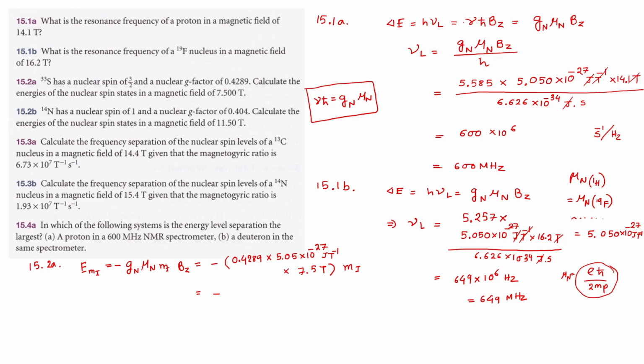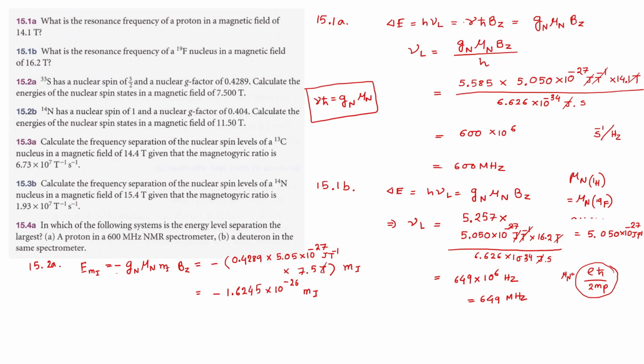Okay, I'll give you the values after calculation. 0.4289 into 5.05 into 10 to the power minus 27 into 7.5. Right? That is actually minus 1.6245 into 10 to the power minus 26 AMI.